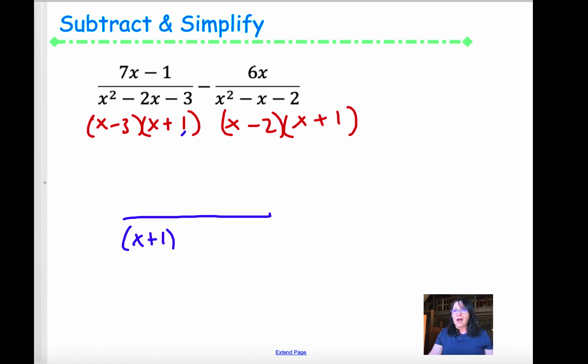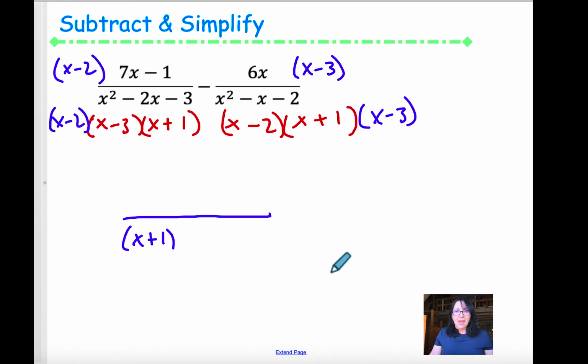Done. Right? The next one, though, is this side needs an x minus 2. So I'm going to multiply this by x minus 2 over x minus 2. Again, that's 1. I'm not changing the problem. This one needs an x minus 3. So this needs to be multiplied by x minus 3 over x minus 3. And so now I have a common denominator. It's x plus 1 times x minus 2 times x minus 3. And multiplication is commutative, right? 5 times 6 equals 6 times 5. You can flip those around, get the same number. Leave that like that. Doesn't matter for the order.